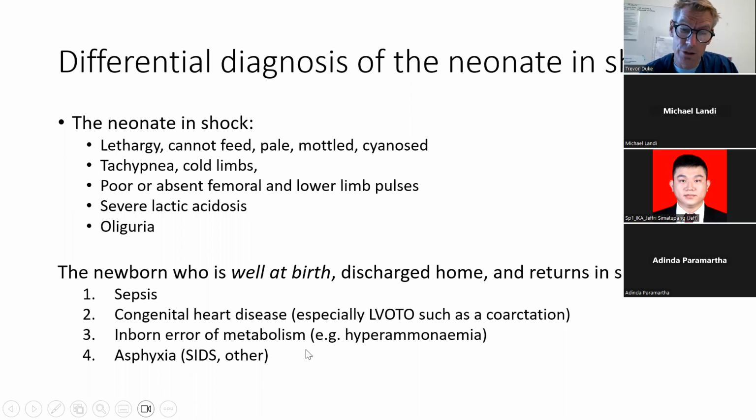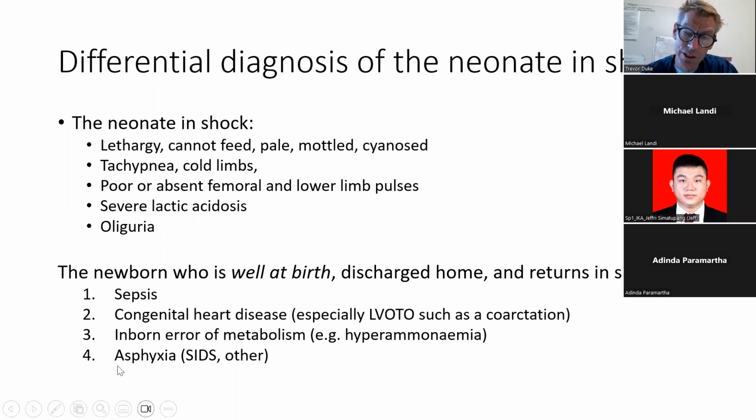And often, in these rare cases, it'll occur after a baby starts to feed. So they go home, they seem to be well, they're feeding, and because they have milk feeds, there's protein, they can't process the protein, so they develop a very high ammonia level, and that can cause them to go into shock. So this is the third one, a very rare event, but it does occur, and it's part of the differential diagnosis of the newborn baby who presents in shock.